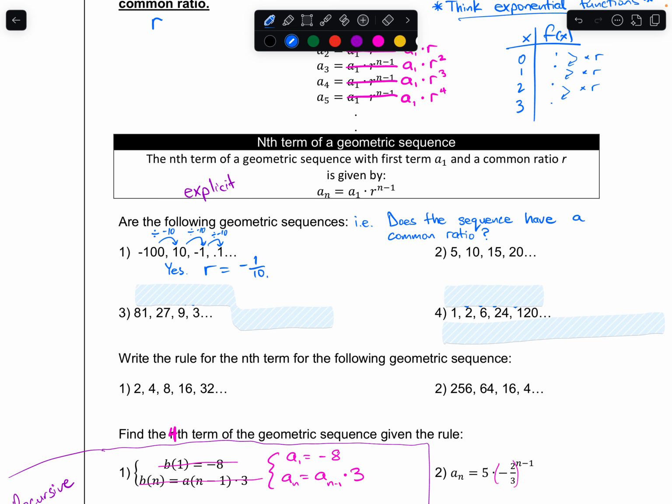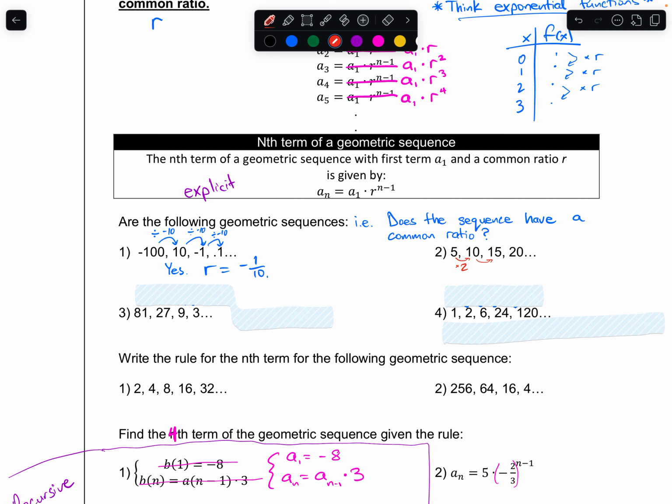All right, let's try number 2. Again, I'll just use a different color. To get from 5 to 10, I am multiplying by 2. We're off to a good start. To get from 10 to 15, I'm not multiplying by 2 again. So I can stop there and say this is not a geometric sequence. There is no common ratio.